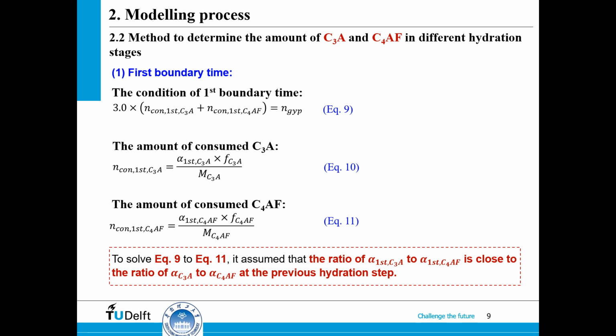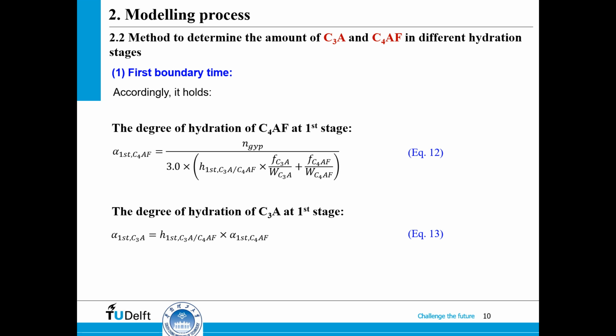To solve these equations, we assume that the ratio of the degree of hydration of C3A at the first stage to the degree of hydration of C4AF is close to this ratio at the previous hydration step, because this ratio can be obtained by using the hydration model. So we can have this output. We can calculate the degree of hydration of C3A and C4AF at the first boundary time.